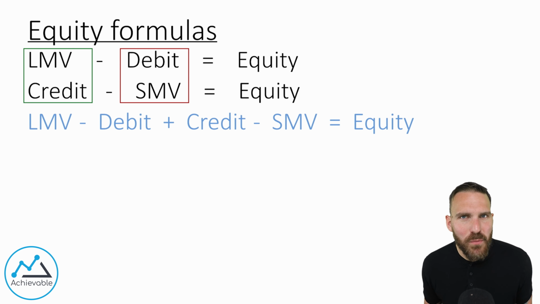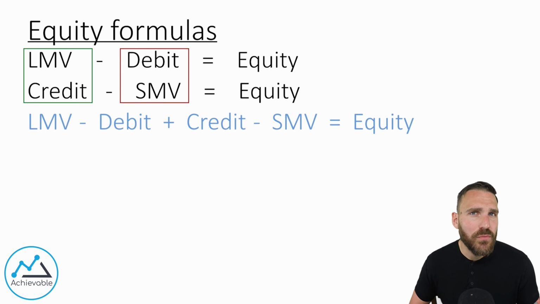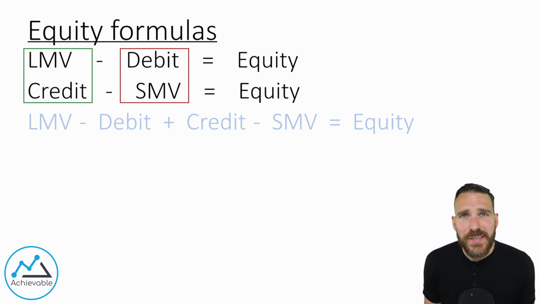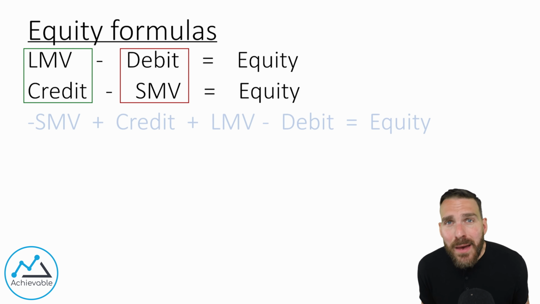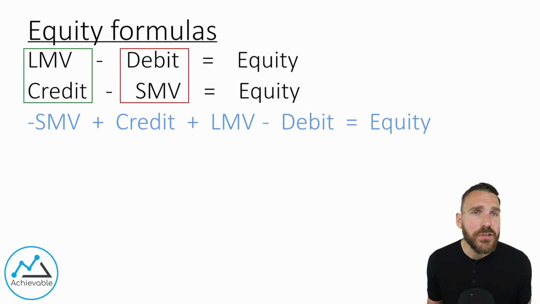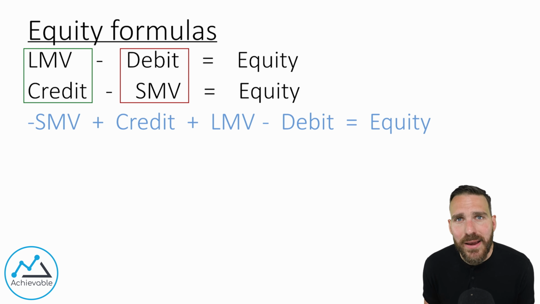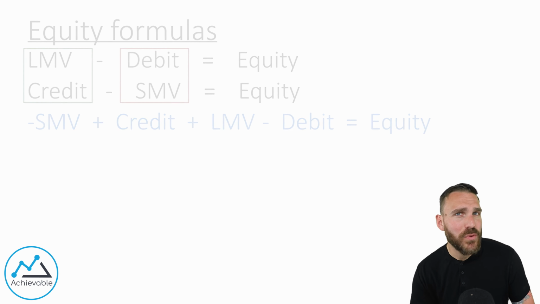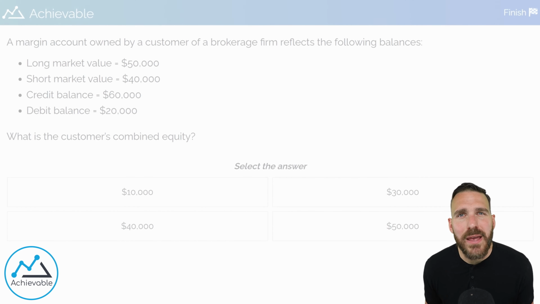And just be mindful that we can shift all those variables around, and as long as the pluses are in the right place and the minuses are in the right place, then we still have a right answer. So for example, negative SMV plus credit plus LMV minus debit is also a valid answer for the combined equity formula. Now, with all that being said, let's go ahead and put a practice question up on the board to see if we understand this topic.